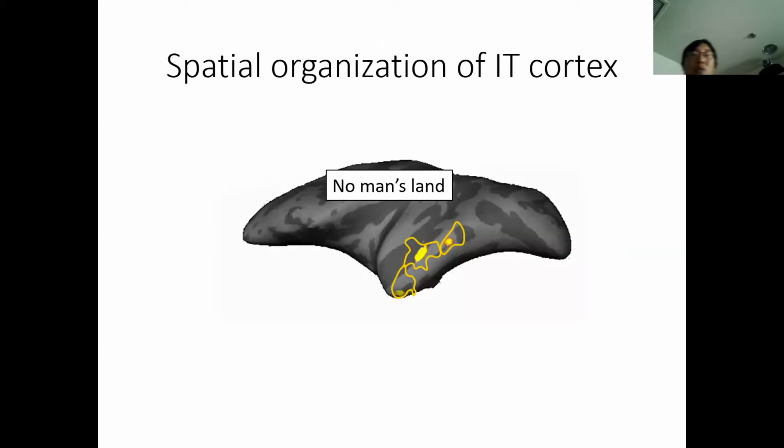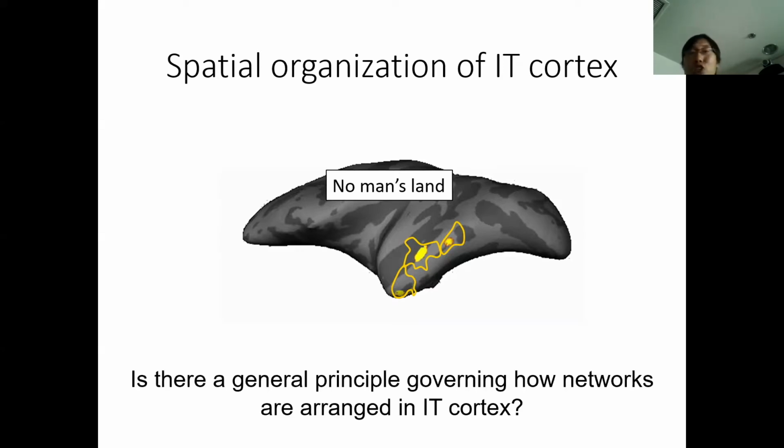But the no man's land network is just one network in IT. There's still a lot of IT cortex unaccounted for. As you can see here, the no man's land occupies just a small portion of the no man's land area. Are there other similarly organized networks in IT cortex? And if so, is there a general principle governing how these networks are arranged?